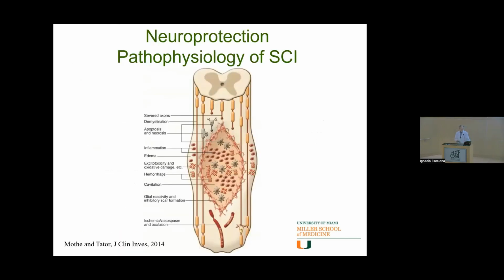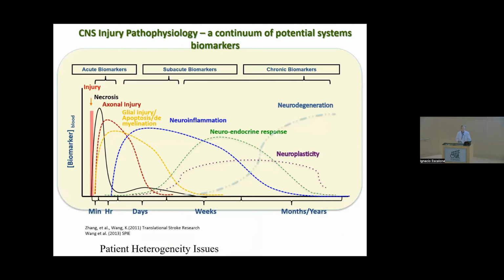So neuroprotection is difficult because the pathophysiology of stroke, brain trauma, and spinal cord injury, the things that we're studying, is pretty complicated. You've got all kinds of cells that are affected by injury. You've got all kinds of cellular and molecular cascades that are activated after injury. So, what do you target?